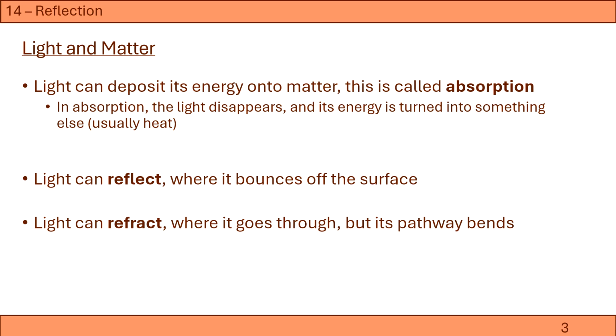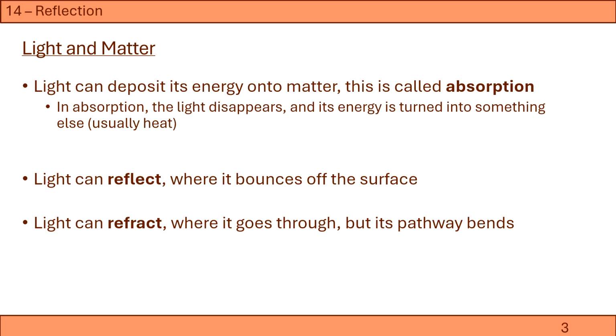This could be heat, usually, or it could even be electricity in a photovoltaic, but the energy turns into some other form of energy and it's gone. And depending on the material, it'll like to absorb different kinds of light.